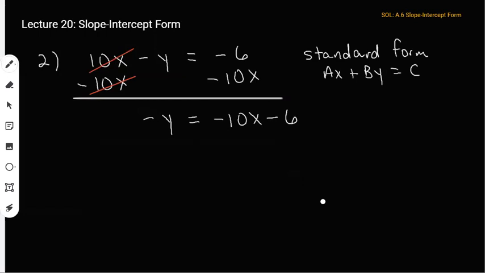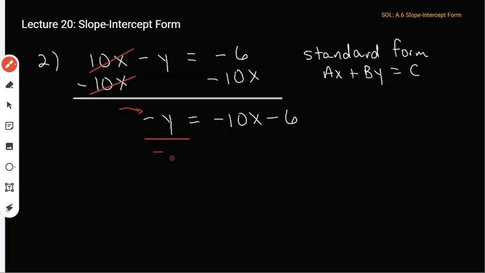But I'm not done yet, because I need to get rid of one more thing. And that one more thing is going to be this negative sign out in front. I need to get rid of that negative sign so that the y can be by itself on the left side. So how can I do that? To get rid of the negative sign, I need to divide both sides by -1.